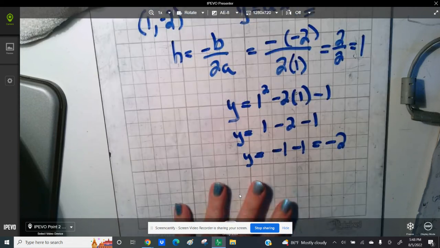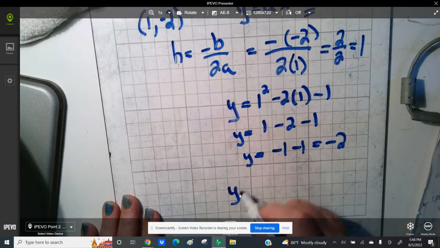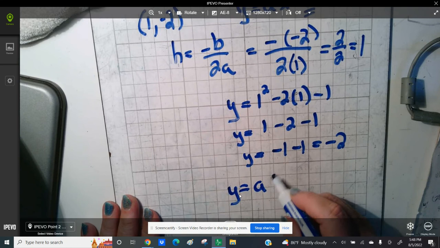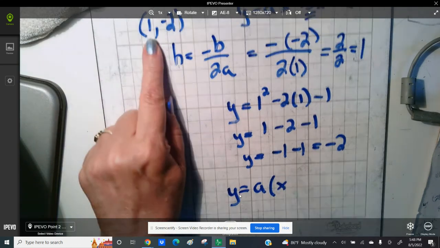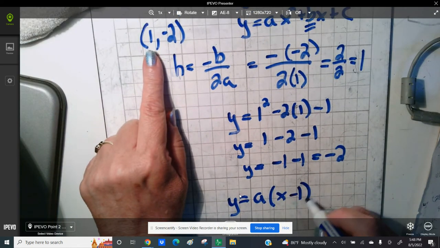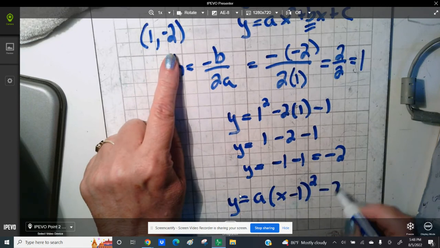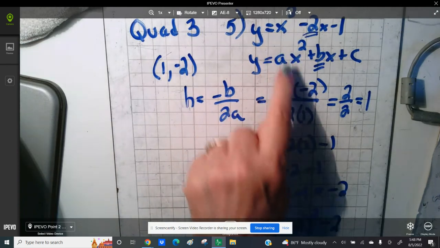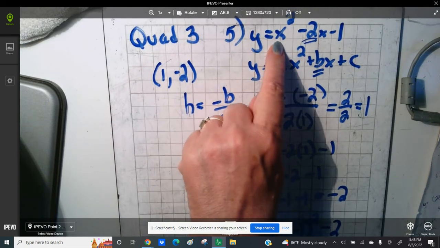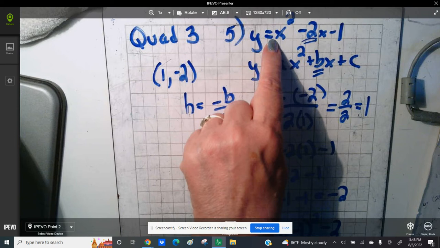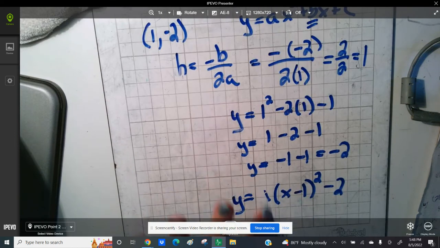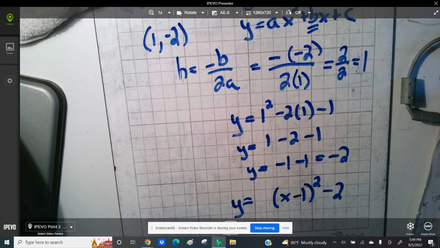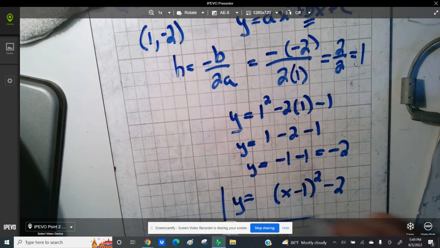So if I want to put this equation in vertex form, I have y equals some a value, (x minus 1) squared minus 2. Now your a value is going to be the same as this a value, so you can just pick that up from this equation. So the a value is 1, so I can either put a 1 here, or I can just leave it off because 1 is understood. So now this is the equation in vertex form.